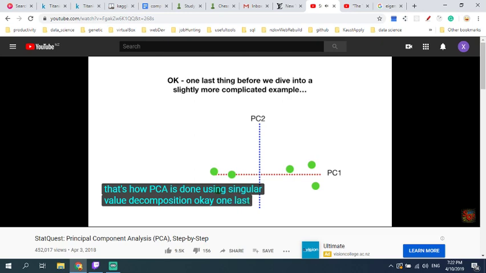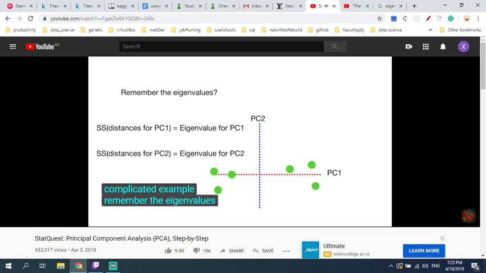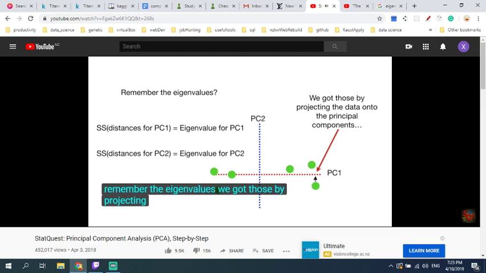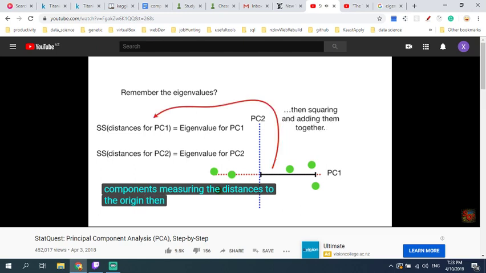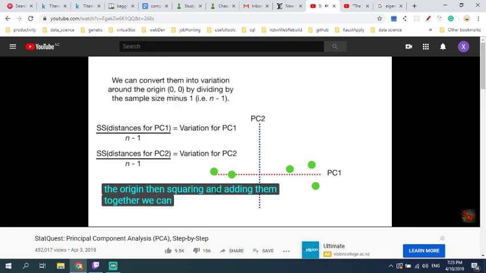Okay, one last thing before we dive into a slightly more complicated example. Remember the eigenvalues? We got those by projecting the data onto the principal components, measuring the distances to the origin, then squaring and adding them together. We can convert them into variation around the origin by dividing by the sample size minus 1.